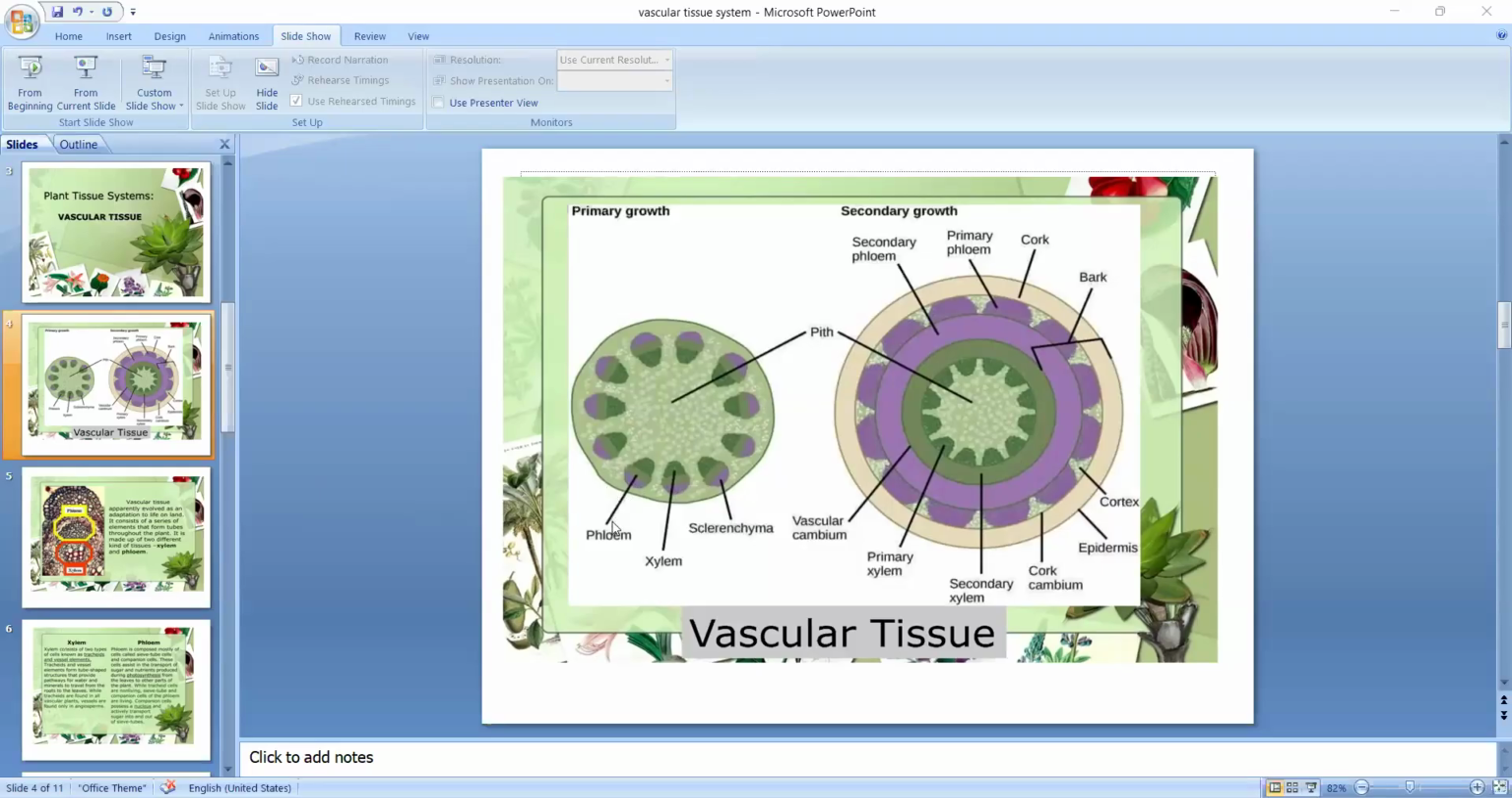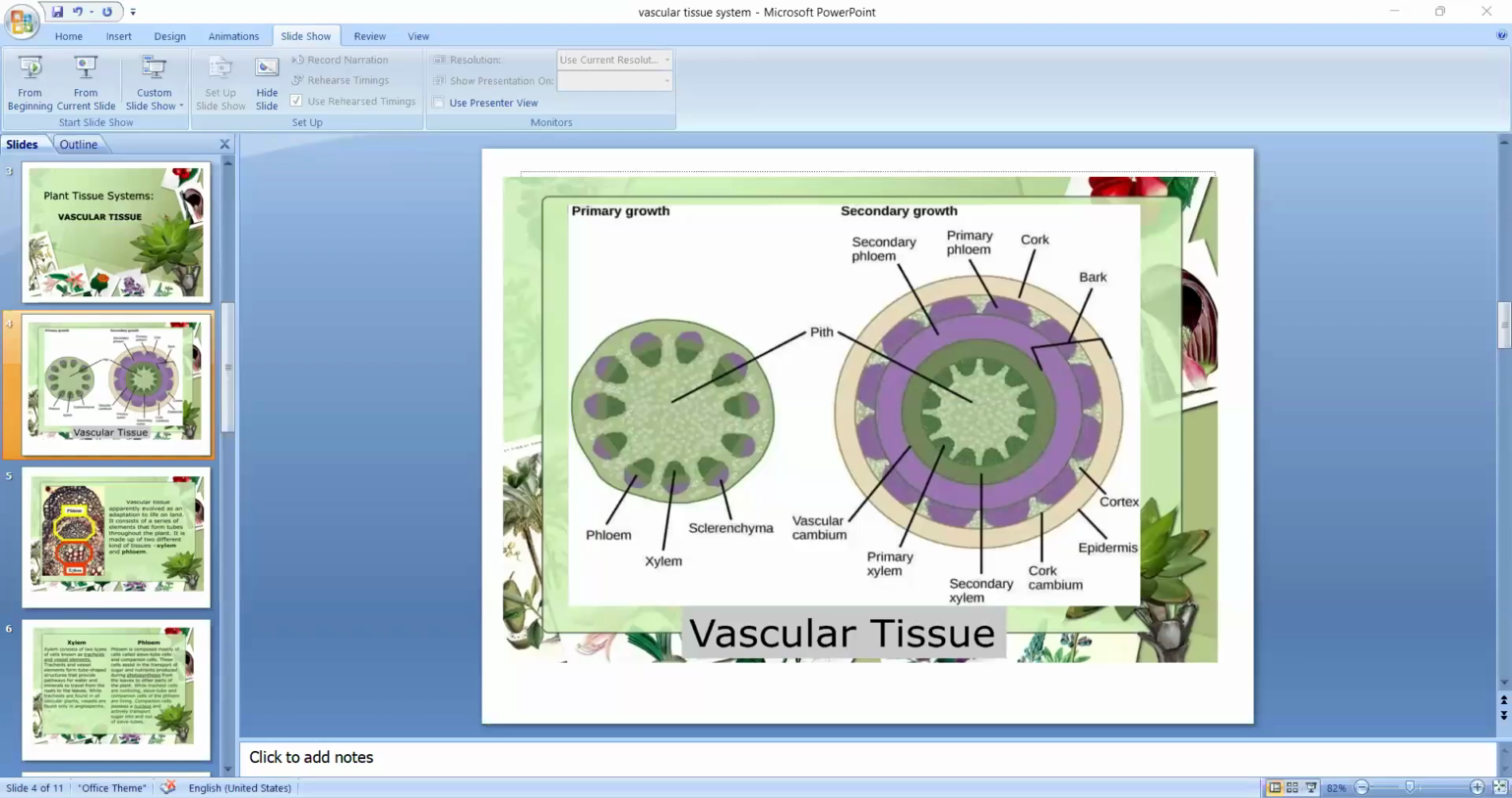It is also called leptocentric. Example, Dracaena, Yucca. Example for I. So this is called amphivasal. The phloem lies in the center, surrounded by the xylem. This is called leptocentric. Example, Dracaena, Yucca.